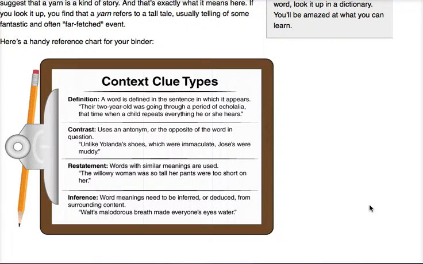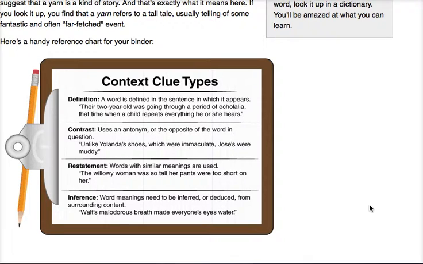Contrast uses an antonym or the opposite of the word in question. Quote, "Unlike Yolanda's shoes, which were immaculate, Jose's were muddy." So here you might figure out what immaculate means because they're contrasting Jose's shoes as being muddy. So you might figure out that immaculate means perfectly clean.